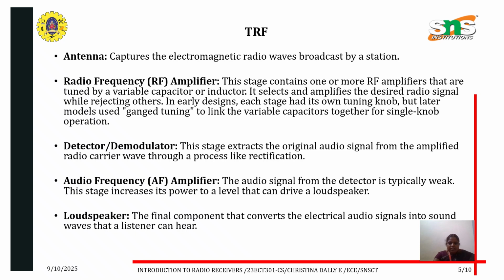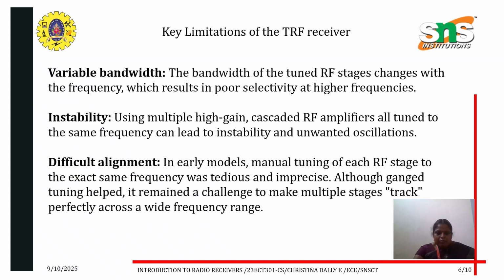The function of the detector or demodulator is to extract the original audio signal from the amplified radio carrier wave. The audio signal is typically weak, so the AF amplifier increases the power so that it can drive the loudspeaker. The final component converts the electrical audio signal into sound that can be listened to, which is carried out by the speaker.